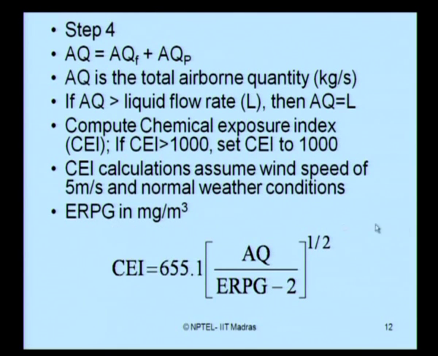So CEI is given by a simple equation which is 655.1 multiplied by the square root of the ratio of AQ by ERPG2. Ladies and gentlemen, it is not ERPG minus 2, it is ERPG second level. Recollect that ERPG has 3 levels, ERPG1, ERPG2, ERPG3. AQ can be airborne quantity of a gas or a liquid which has to be appropriately obtained using the previous equations. So get the ratio of these two and find the CEI using this equation.